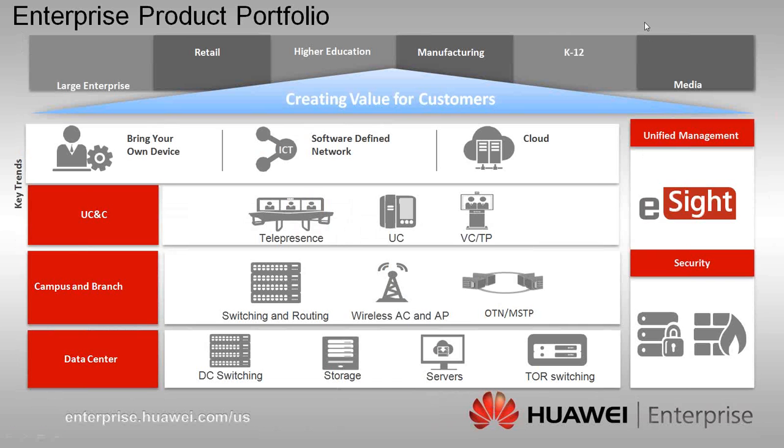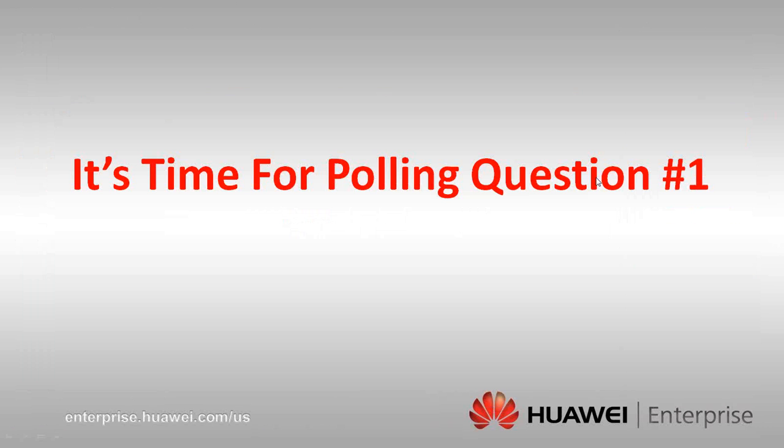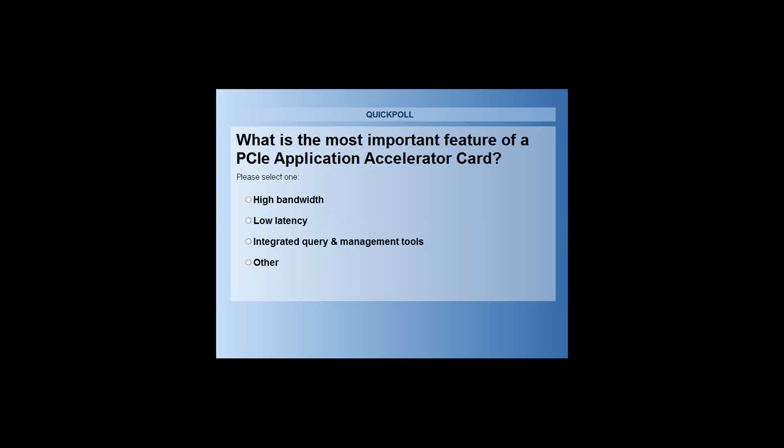So with that, we're going to go ahead and have our first polling question. We're about to talk about our application acceleration card, and that's going to be the first part of this presentation. So the first polling question we'd like to ask is, what is the most important feature to you of a PCIe application accelerator card? Is it the bandwidth of the card itself? Is it low latency? Is it integrated query and management tools, or is it something other? Please take a few moments to vote.